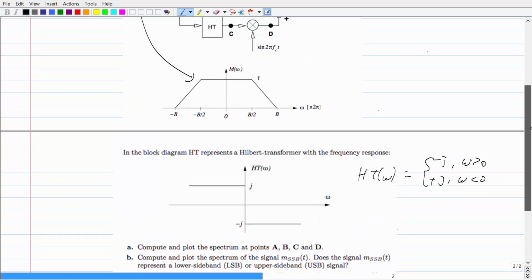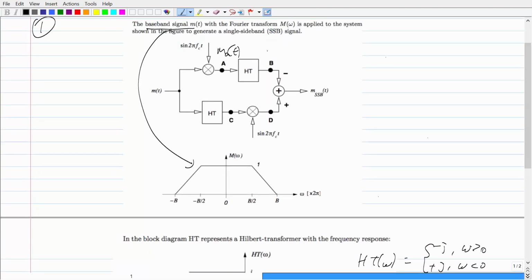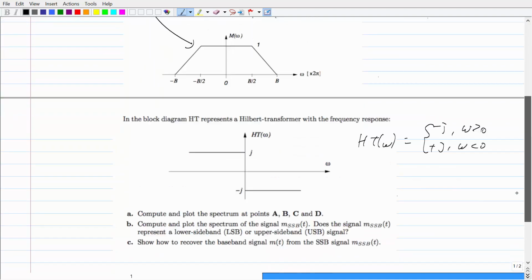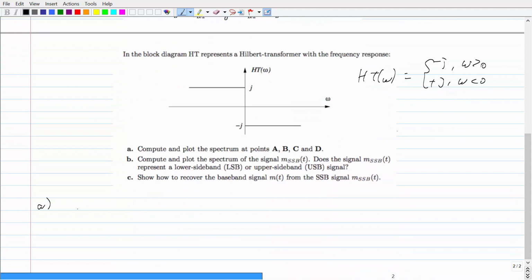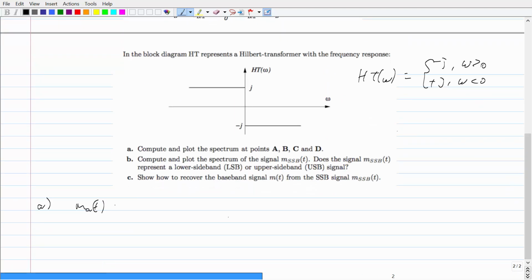Without further ado, I'm going to call these points m_A(t), m_B(t), m_C(t), and m_D(t). Each of these points I'm going to denote as a time domain signal and its corresponding frequency domain signal. So for A, m_A(t) is simply the message signal multiplied by sine. It's not cos, it's sine now, so that makes it a little more difficult to deal with. I'm just going to call this omega_c t because I can't keep writing 2 pi f_c, so omega_c is 2 pi f_c.